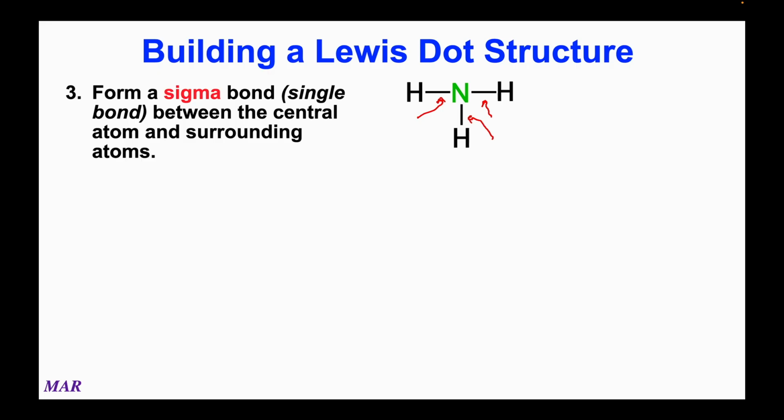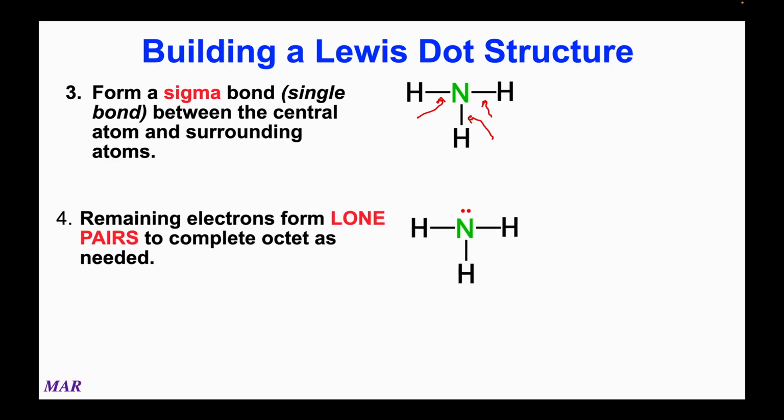Now, hydrogen can only handle 1 bond, so if you have any leftover electrons, they go on the central atom, and we do have 1 pair left over. That's going to be a lone pair. So we're going to put our last pair on the nitrogen, that little double dot right there. That's a lone pair of electrons, and that's only on the nitrogen.